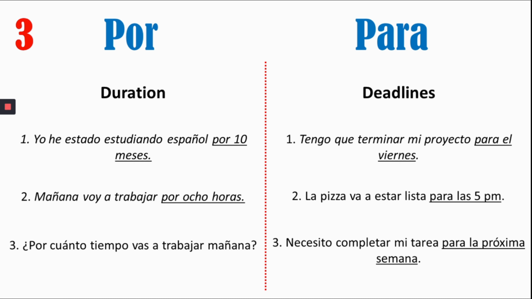La pizza va a estar lista para las 5 p.m. In this case, 5 p.m. is the deadline. The pizza is going to be ready when? At 5 p.m. So that's the moment when the pizza will be ready. We will consider that as the deadline and we will use the word para. Número 3. Necesito completar mi tarea para la próxima semana. Deadline, la próxima semana.